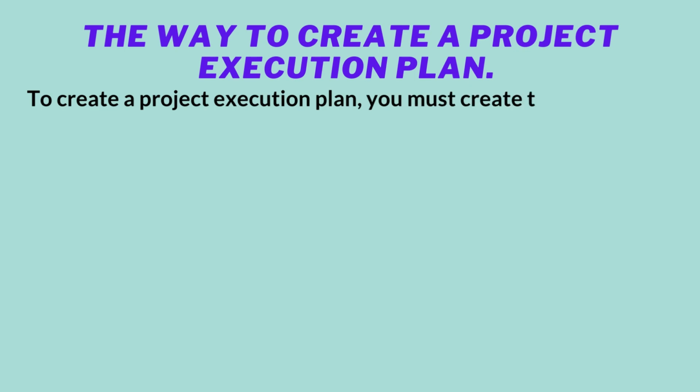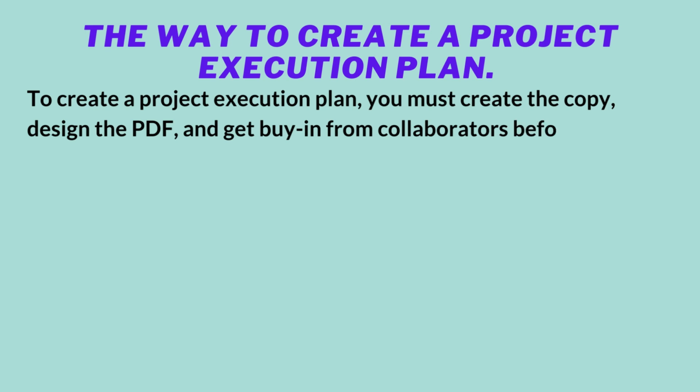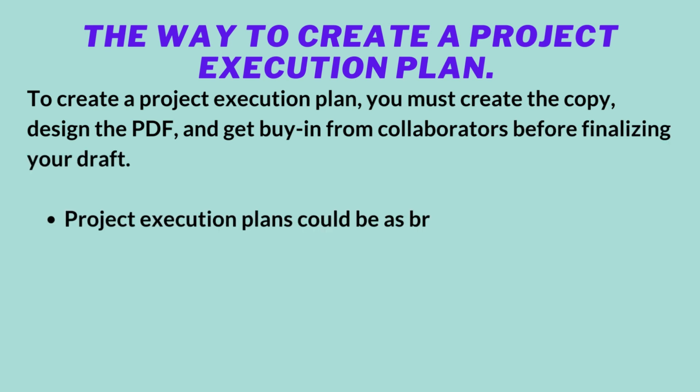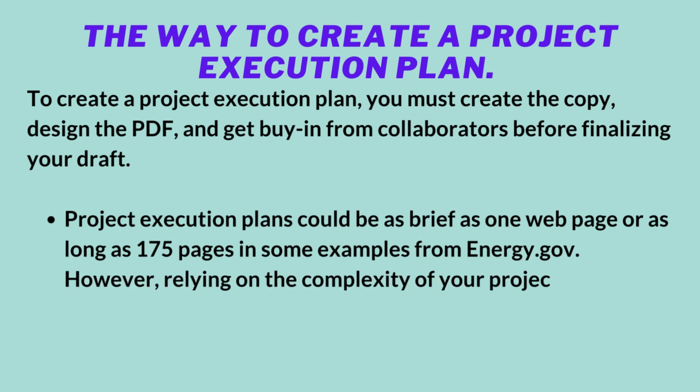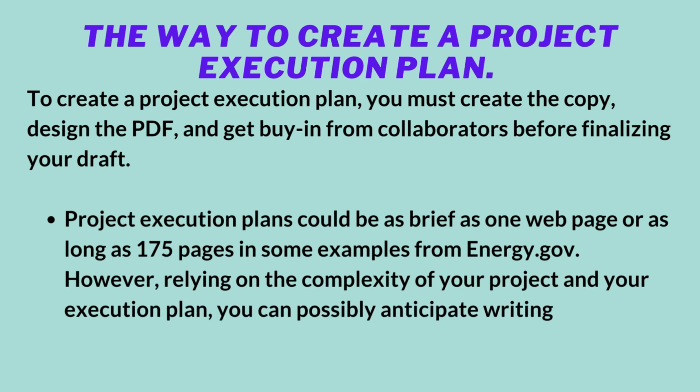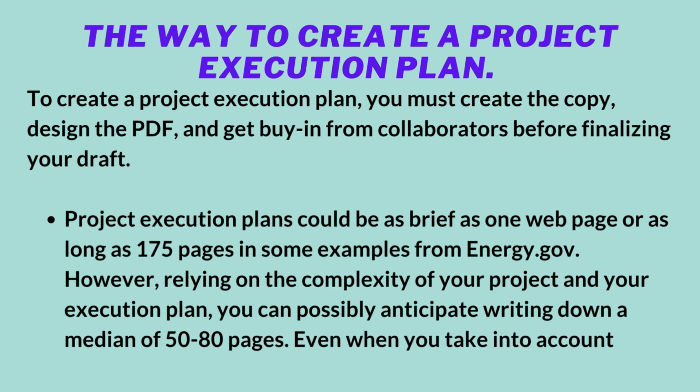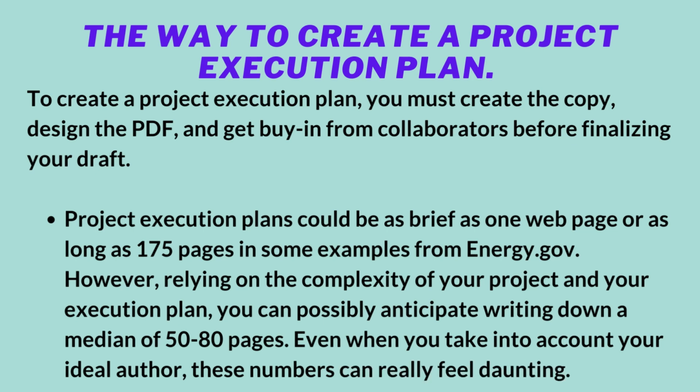How to create a project execution plan. To create a project execution plan, you need to create the copy, design the PDF, and get buy-in from collaborators before finalizing your draft. Project execution plans can be as brief as 1 page or as long as 175 pages in some examples from energy.gov. However, depending on the complexity of your project and your execution plan, you can expect to write an average of 50-80 pages. Even if you consider yourself an ideal writer, these numbers can feel daunting.